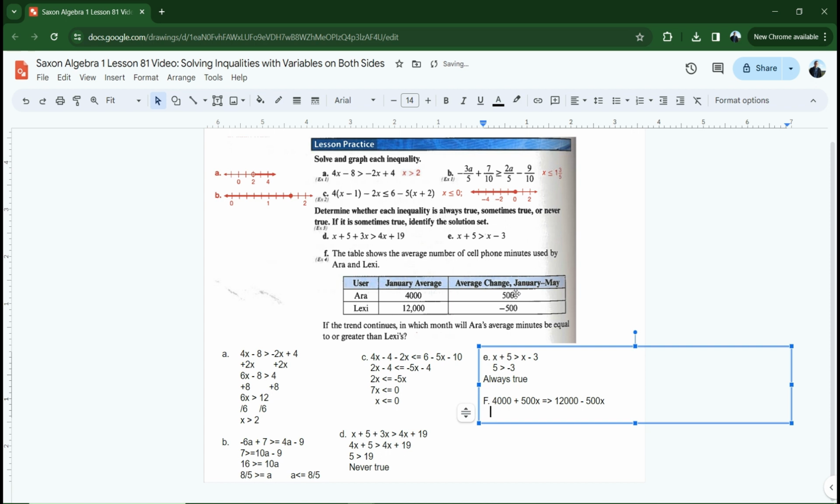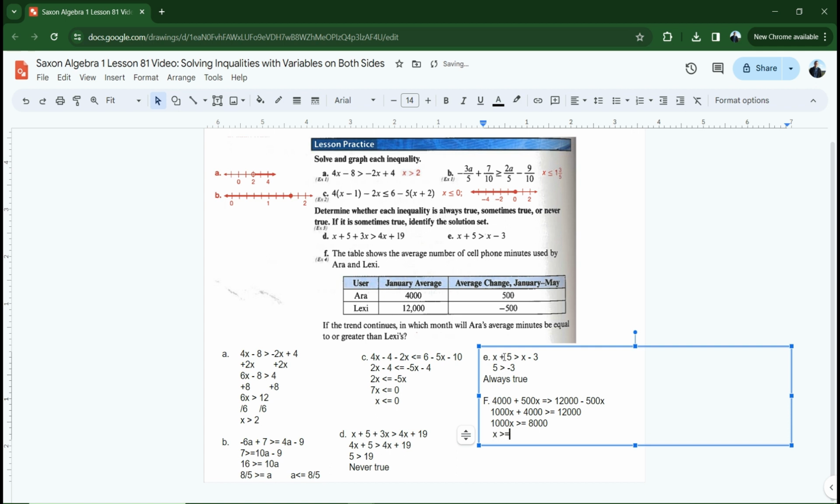Okay, so first thing we're going to do is add 500x to both sides. That gives me 1,000x plus 4,000 is greater than or equal to 12,000. Now I'm going to subtract 4,000 from both sides. 1,000x is greater than or equal to 8,000. I'm going to divide both sides by 1,000. I'm going to just note something.